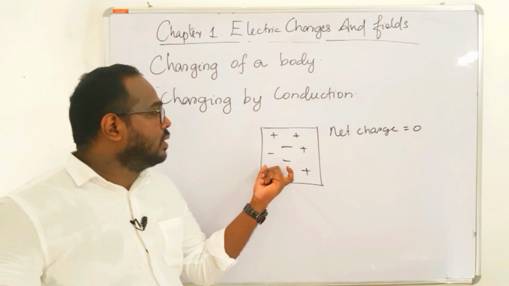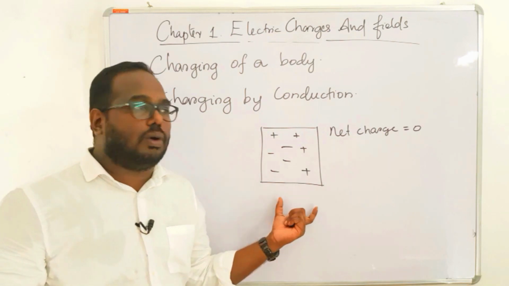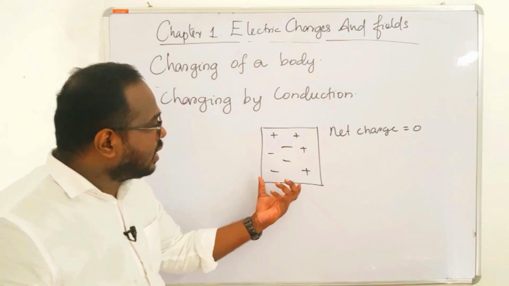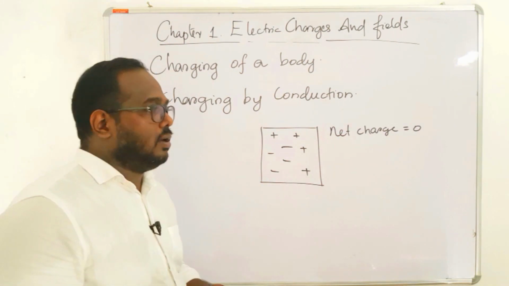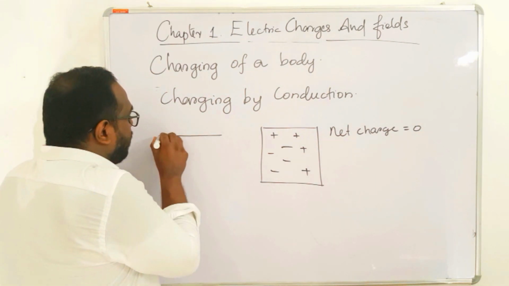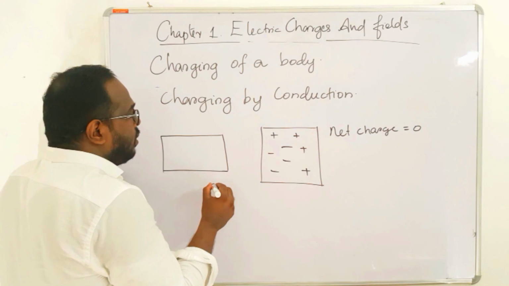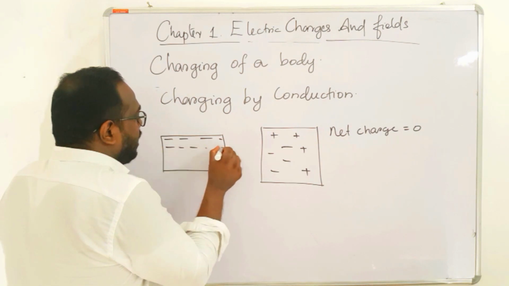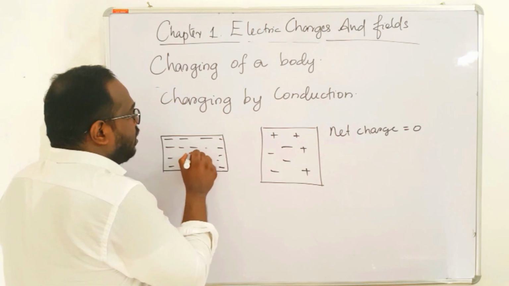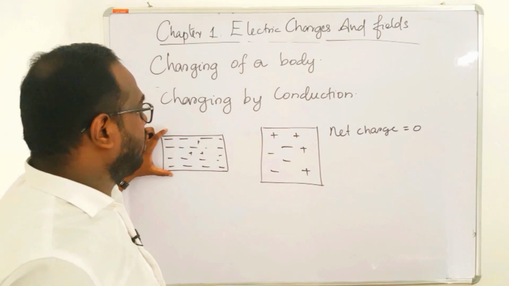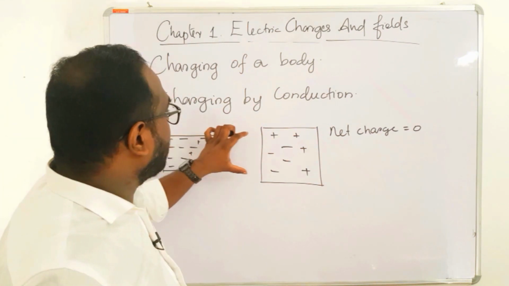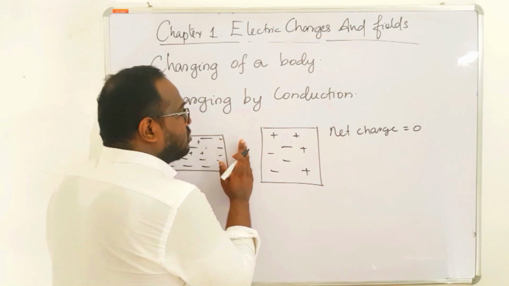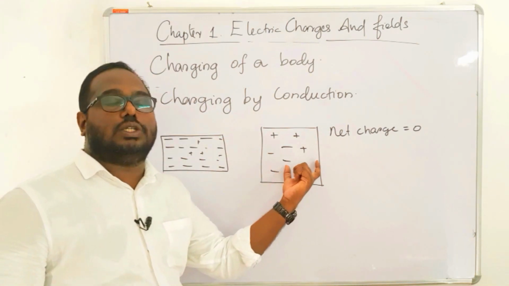So net charge, if the number of electrons and protons, the positive and negative charges, are equal, we can say it is a neutral body, or net charge is equal to zero. So if you want to charge this body by conduction, you have to bring a charged body. If you want to make this body a negatively charged object, you bring a negatively charged body, where most of the charges are negative, and make it contact with this object. Then this negative charge will transfer to the body which is to be charged.